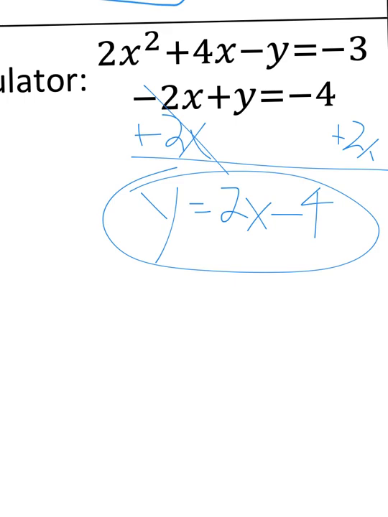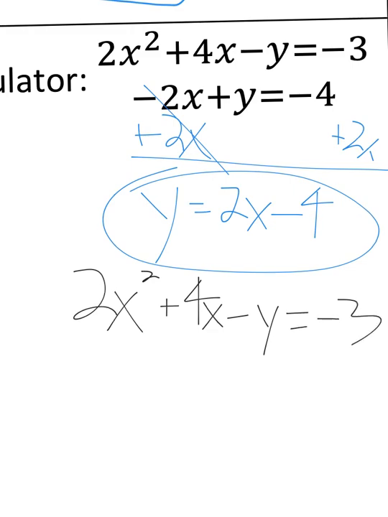So now let's just work with this, talk about the top equation. So 2x squared plus 4x minus y equals -3. I need to get this in y equals, so if I get this to the other side and then I get this -3 over there, I'll get it in y equals. So I'll add y to the other side.